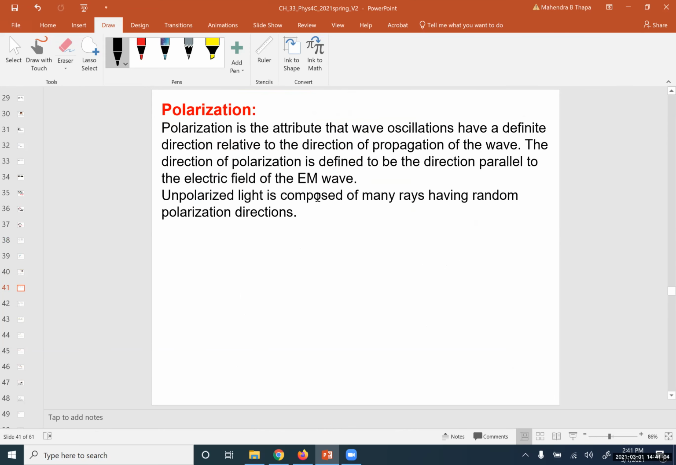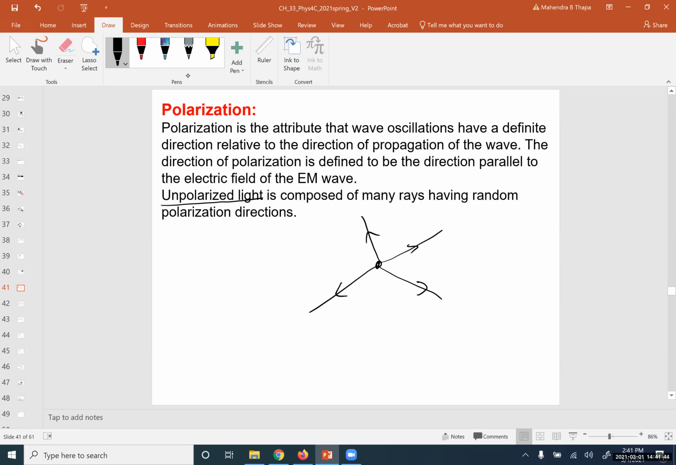Okay, let's talk about the polarization of light. Polarization is the attribute that the wave oscillates with a definite direction of propagation. For example, say we have a source of light. It will emit light everywhere, in all planes, in every plane. So this kind of light, where the plane is not fixed, is called unpolarized light.